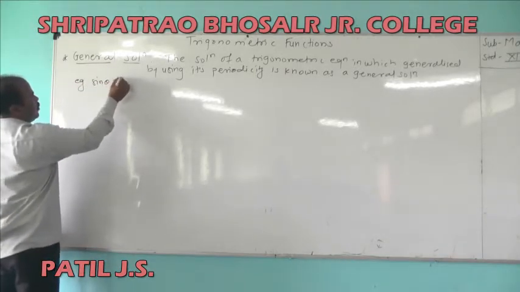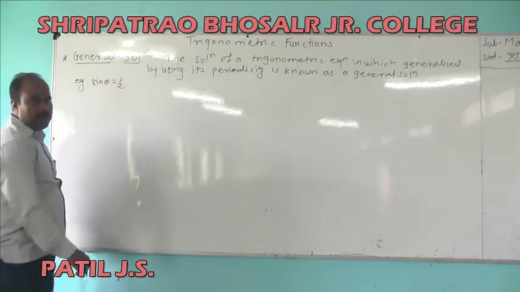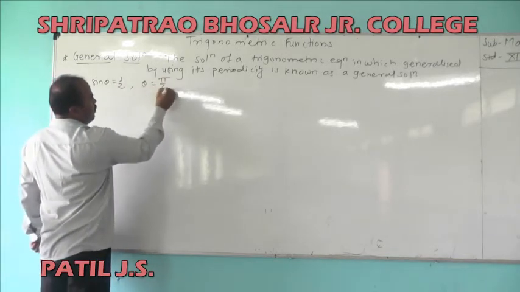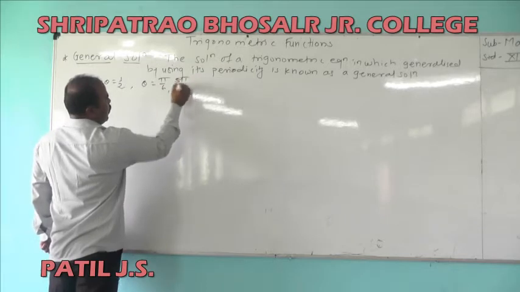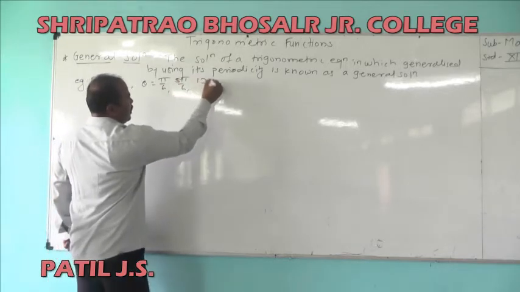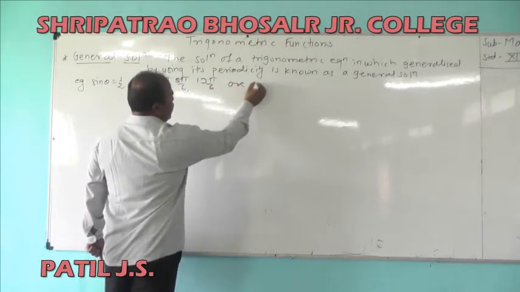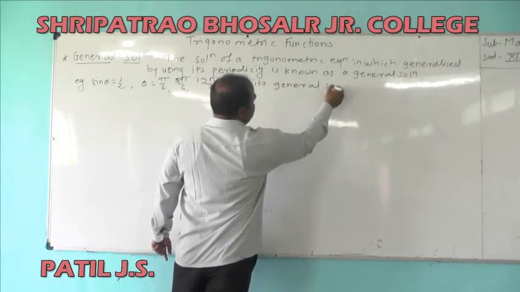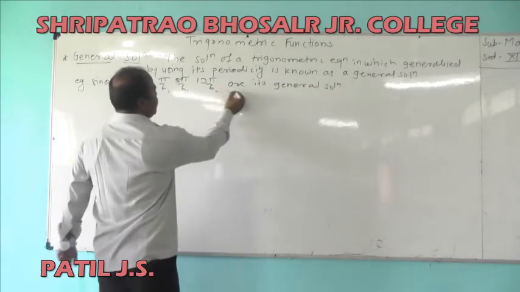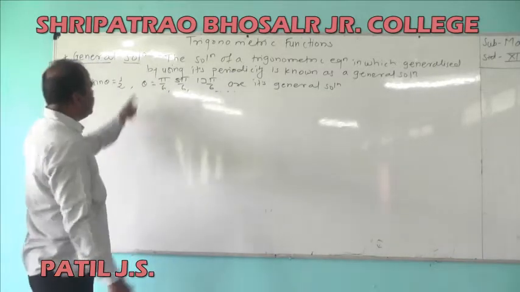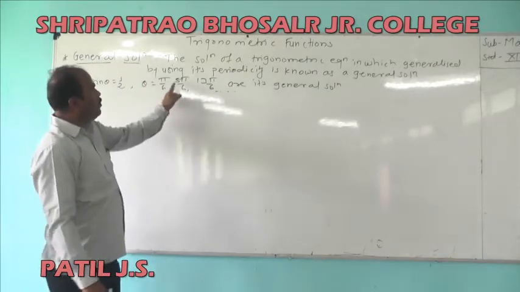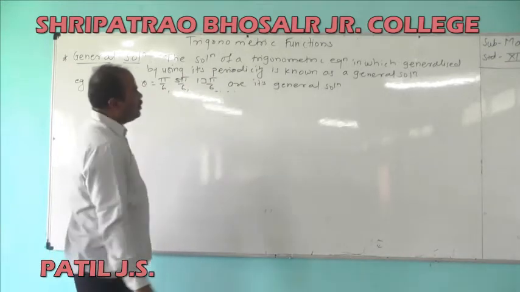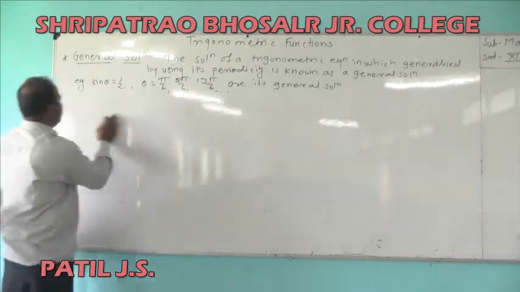sin theta is equal to 1 by 2. Theta is equal to pi by 6, 5 pi by 6, 13 pi by 6, and so on up to n times. These are its general solution.